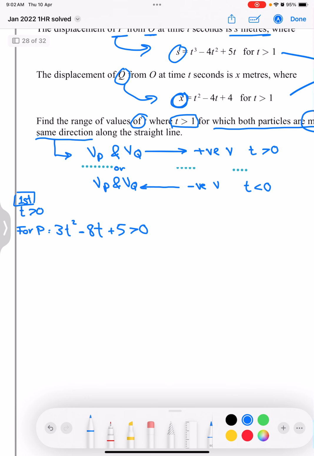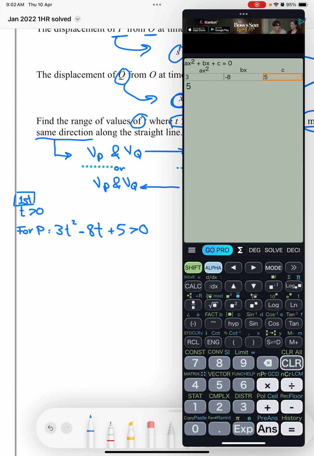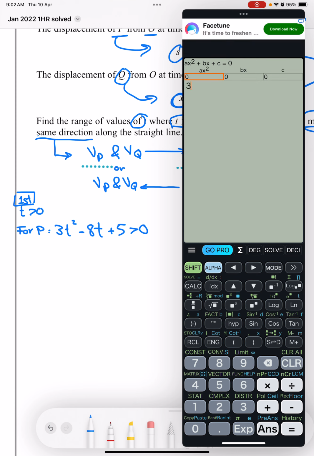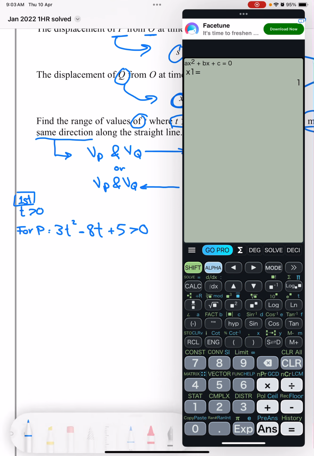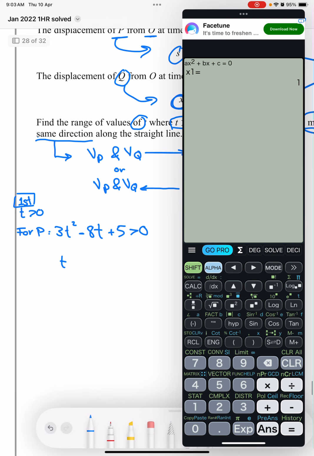Then I'm going to solve it as a regular inequality. I'm going to put it on the calculator. So 3, minus 8, 5, then it's going to be T equal to 1 and T equal to 5/3. So don't forget the brackets.